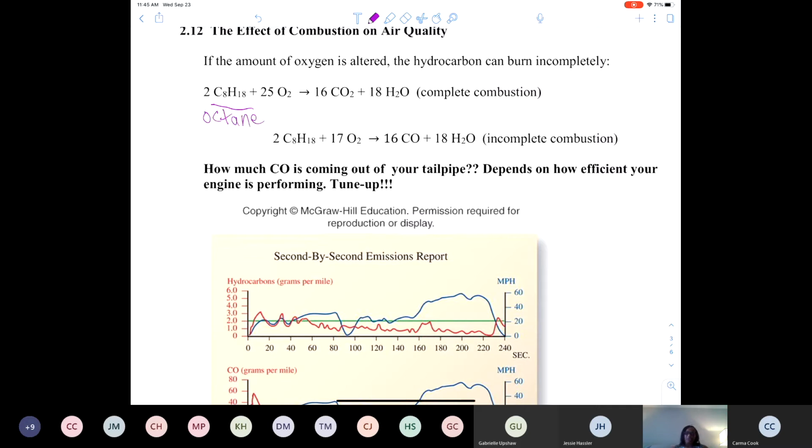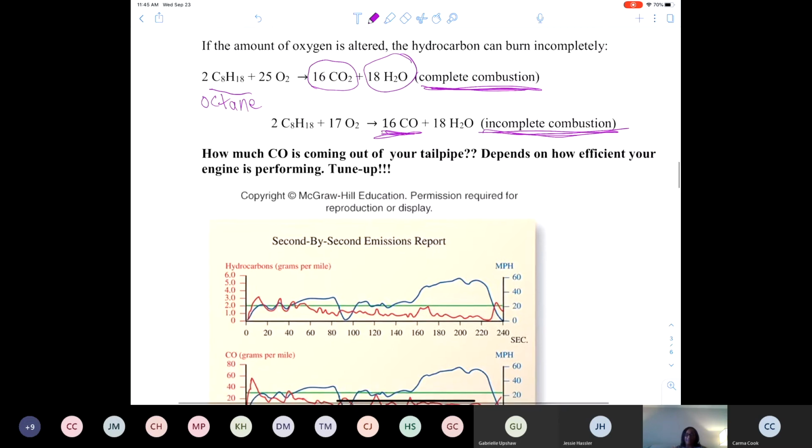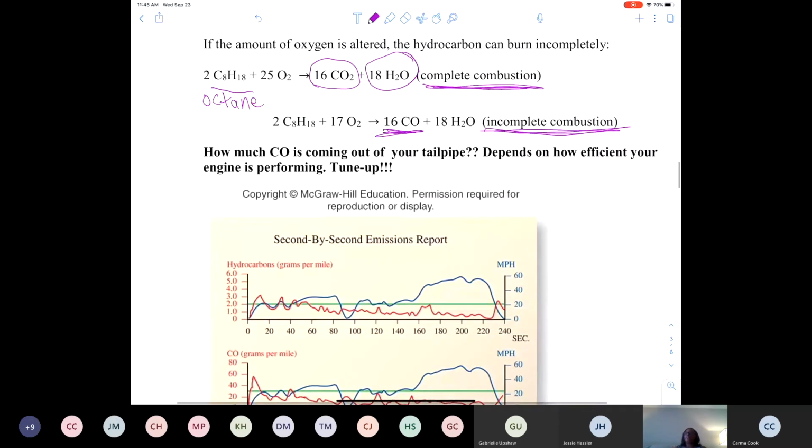And we talked about how it's important for these hydrocarbons to completely combust because the products are CO2, which is a greenhouse gas, and that's a problem, and water. But when we have incomplete combustion, that means there isn't enough oxygen available, and you start producing carbon monoxide, which is an air pollutant and very poisonous. And so you want to make sure there's very little carbon monoxide being produced by your engine in your automobile.